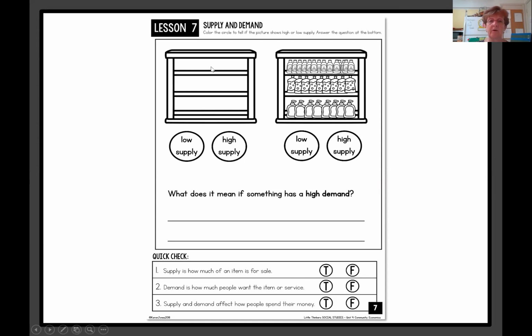You're going to let me know if what you see in this picture is low supply or high supply, and what's in this picture is low supply or high supply. You're going to tell me, what does it mean if something has high demand? And then you're going to answer the true and false questions. When you're finished, be sure to take a photo of your work and send it to me. All right, that's it for now.